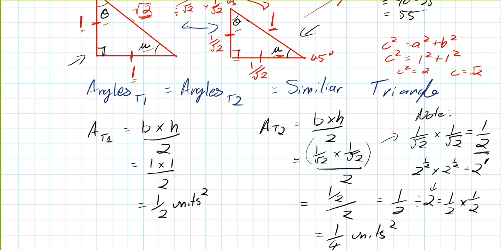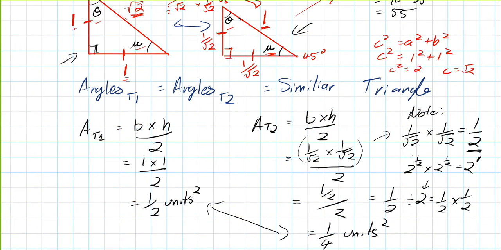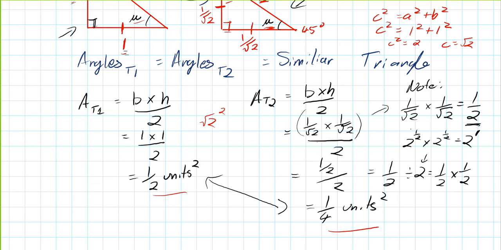So we get 1 over 4 units squared. What I want to point out is there's a bit of a relationship between the two of these. The ratio that we had used happened to be root 2. If you square it, you can use that as the ratio for area. Sorry, I forgot the word. Remember that when we were going in the upwards direction, we were multiplying by root 2, and going this way, we were dividing, or multiplying by 1 over root 2.